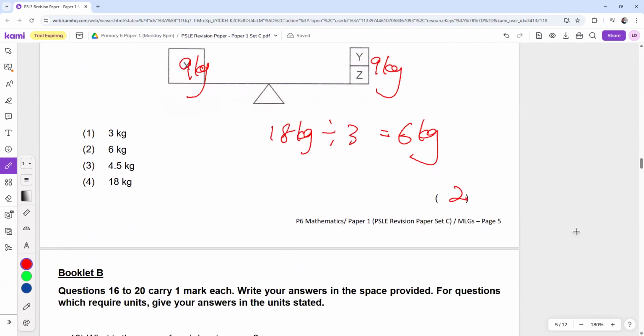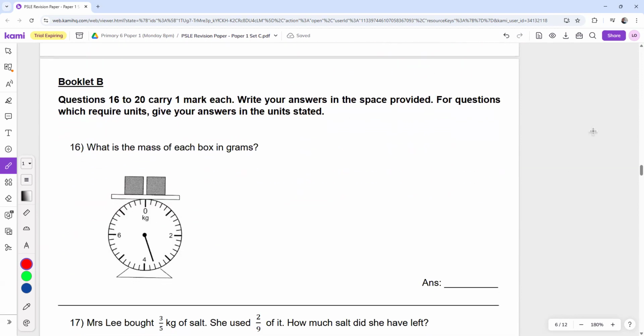Okay? All right, let's go to question 16. Now, question 16 is a very basic primary three question, but you will also be tested on primary three questions. So, what's the answer for this one?